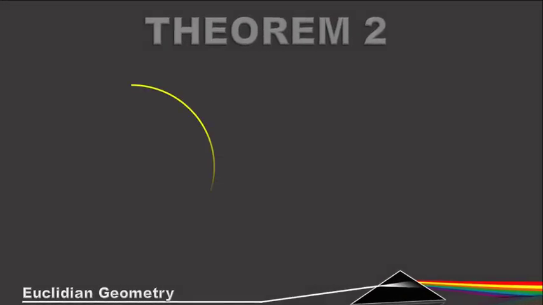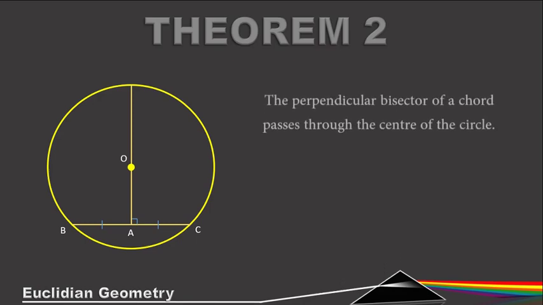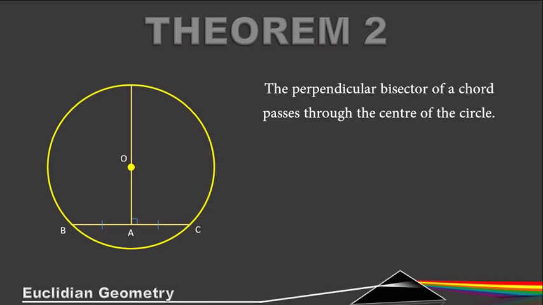Now for theorem 2, I draw a circle, and then in that circle I draw a chord, and also I draw a line that bisects my chord perpendicularly, meaning that it cuts it in half at an angle of 90 degrees. So if it does that, then I can say that the line that I've drawn will go through the center of the circle. So theorem 2 states the perpendicular bisector of a chord passes through the center of the circle, and the official statement is: perpendicular bisector of chord.